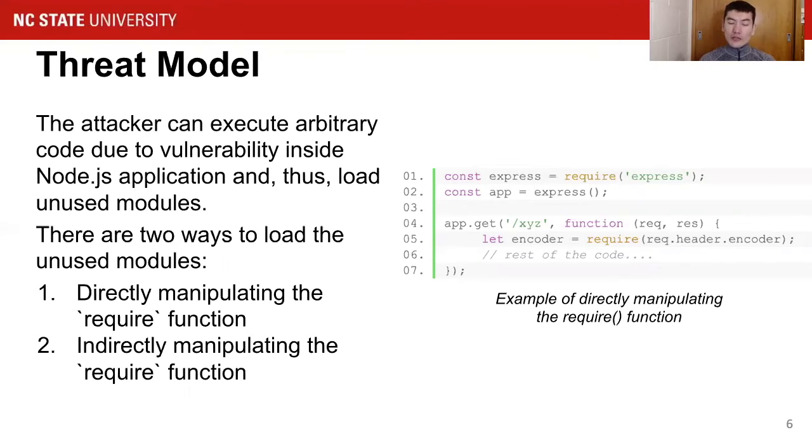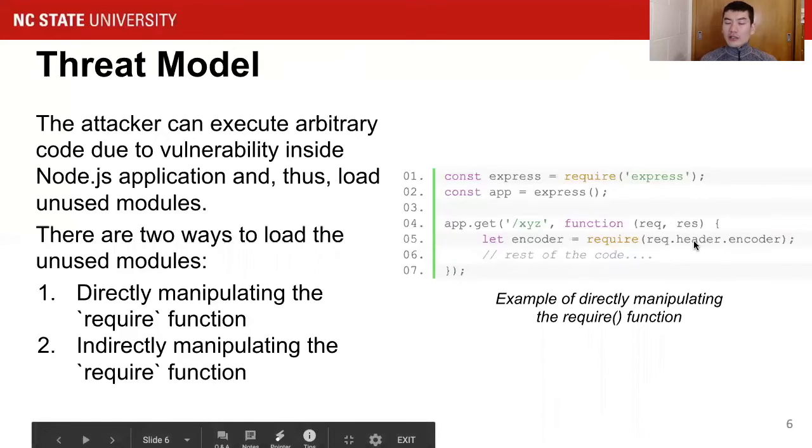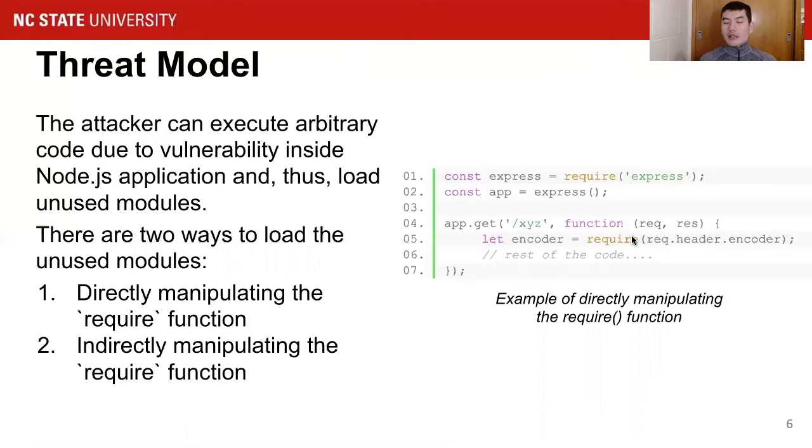There are generally two ways to load the unused modules. First is directly manipulating the require function, and the second one is indirectly manipulating the require function. For simplicity, we present here the direct manipulation of the require function. As you can see, the attacker can modify the header value for the encoder, and thus can pass any kind of value he wants, thus loading maybe unused or some other external modules.